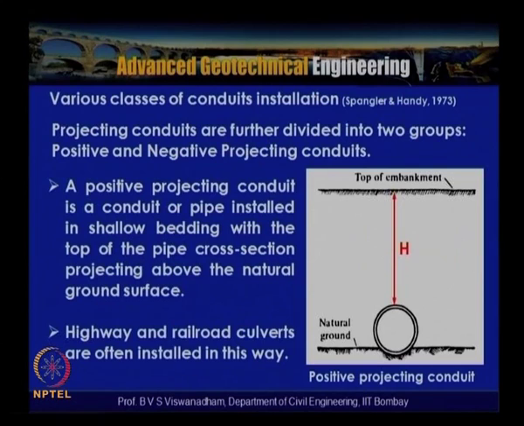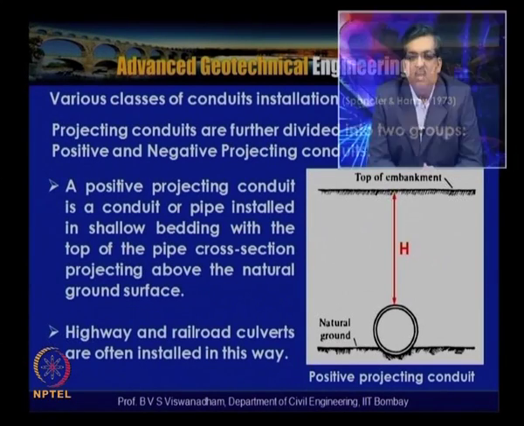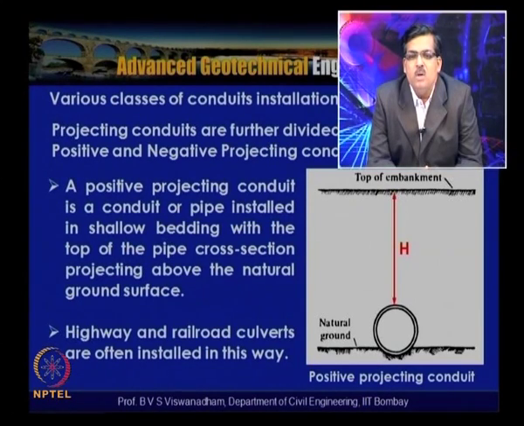The projecting conduits are basically two types: positive projecting conduit and negative projecting conduit. A positive projecting conduit is a conduit or a pipe installed in a shallow bedding with the top of the pipe cross section above the natural ground surface. If the top of the pipe cross section is above the natural ground surface, then it is called a positive projecting conduit. Generally for highway and railroad culverts, positive projecting conduits are installed.